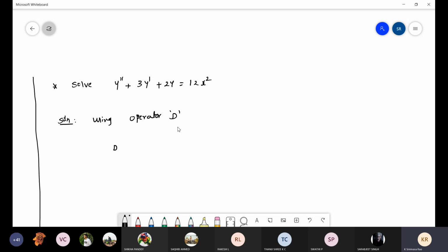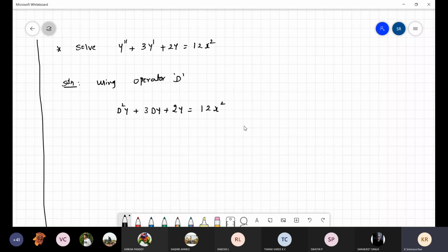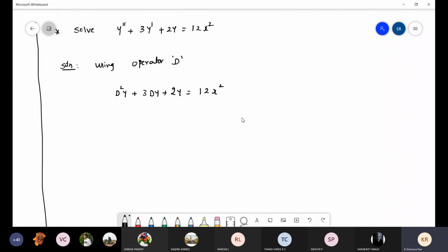So y double dash is D square y, plus 3 times Dy, plus 2y equals 12x square. Take y common: D square plus 3D plus 2, into y, equals 12x square.